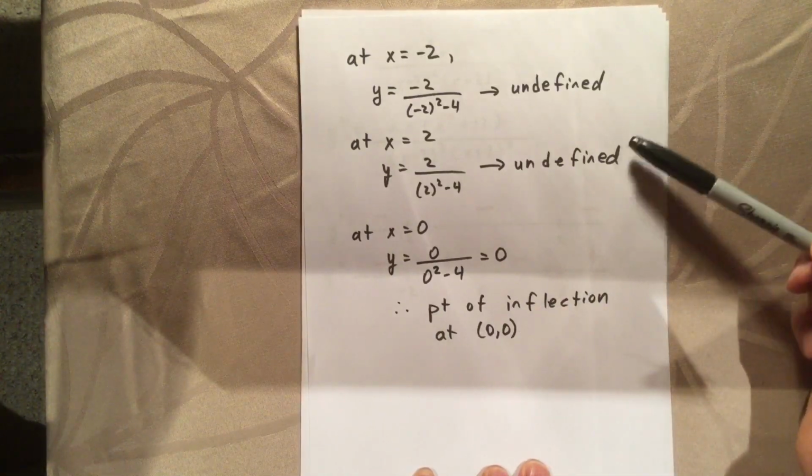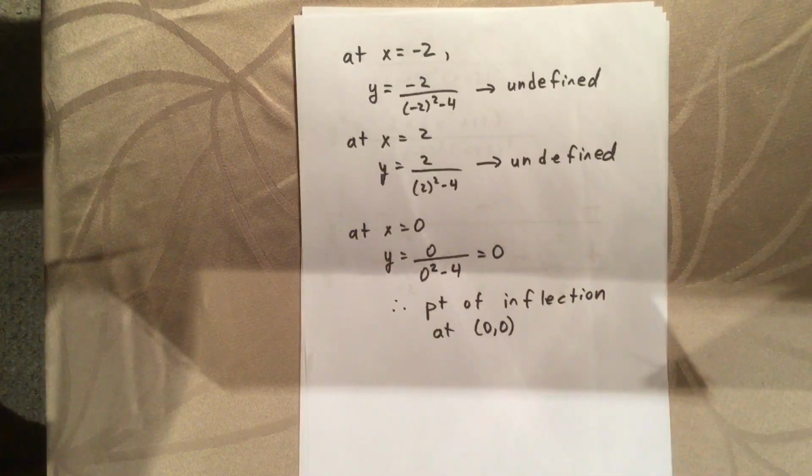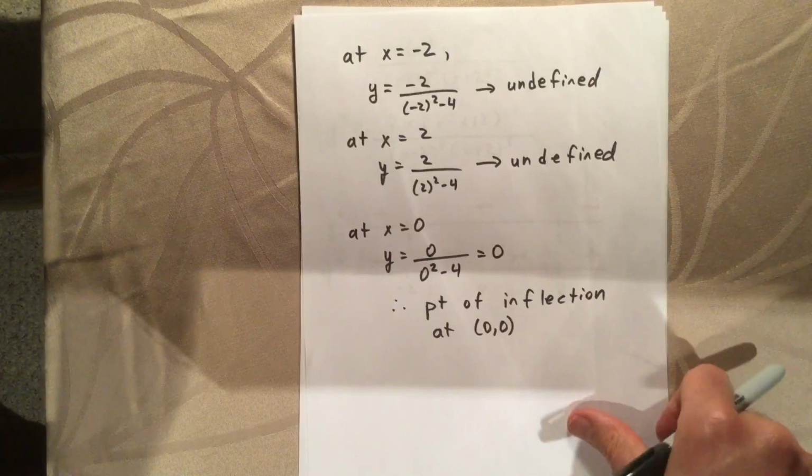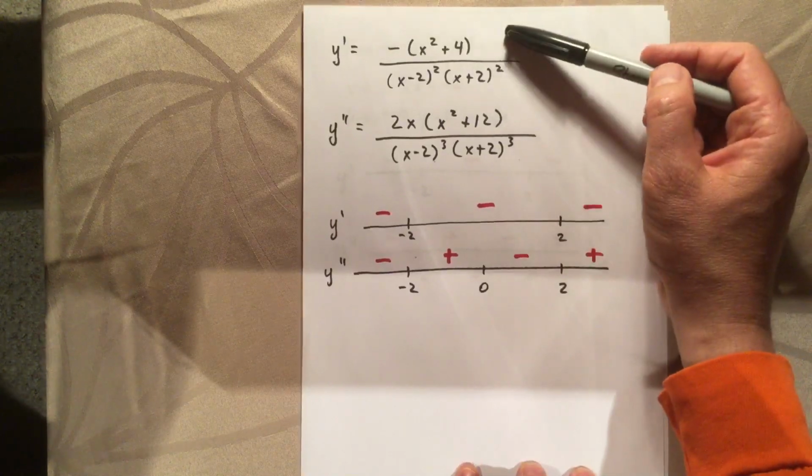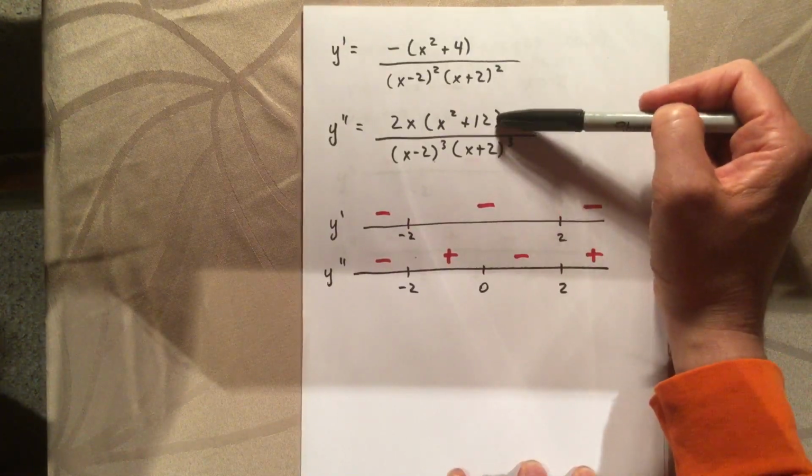And because we had a vertical asymptote, we're not surprised that the y value is undefined at x equals negative 2 or x equals 2. So what we're going to do now is do some interval testing on the first derivative and the second derivative.